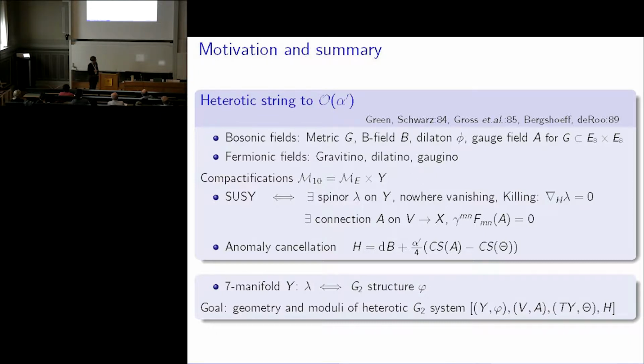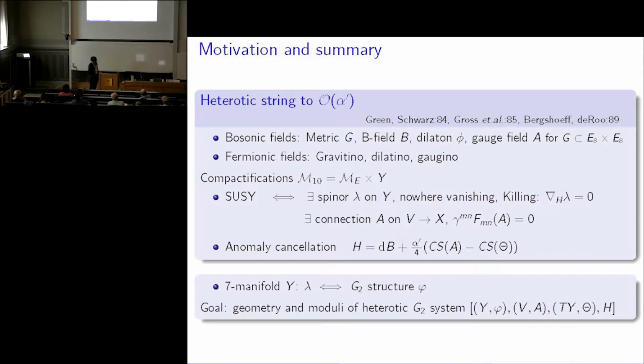There is some connection on the space which has torsion specified by something called the H flux, and this connection, when acting on the spinor, should give 0. If we have a situation where we do not have any flux, then this is just the Levi-Civita connection, and we would have a manifold which in 6 dimensions would be Calabi-Yau, and in 7 dimensions it would be a G2 holonomy manifold, so a manifold of reduced holonomy.